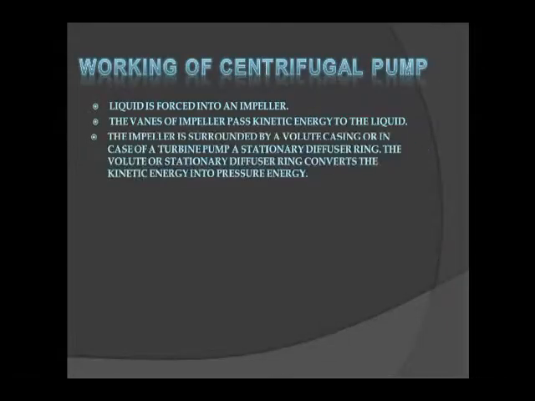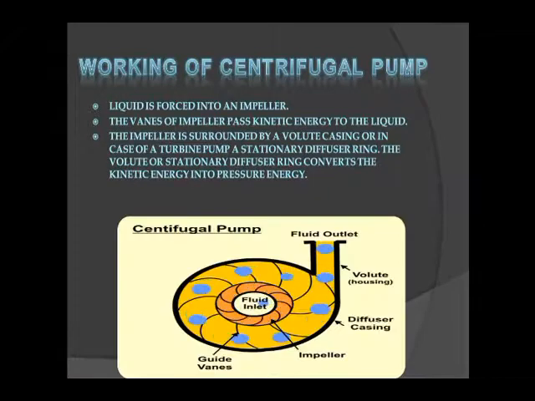Taking our discussion further, now we will see how a centrifugal pump works. It is shown in the figure below. In a centrifugal pump, first of all, liquid is forced into an impeller by atmospheric pressure. The vanes of the impeller pass kinetic energy to the liquid, thereby causing the liquid to rotate. The liquid leaves the impeller at very high velocity. The impeller is surrounded by a volute casing. The volute converts the kinetic energy into pressure energy.